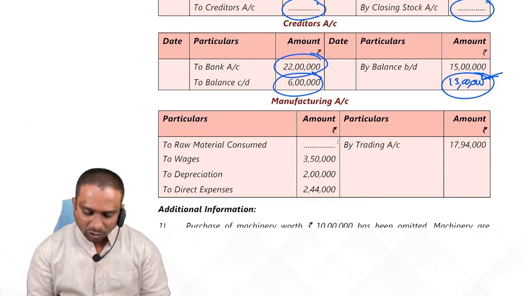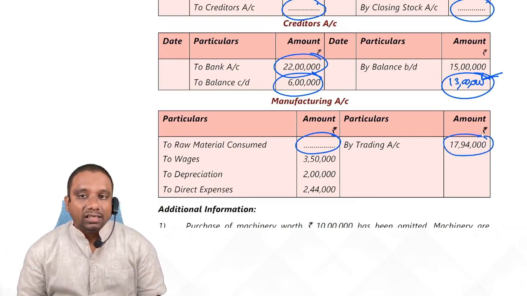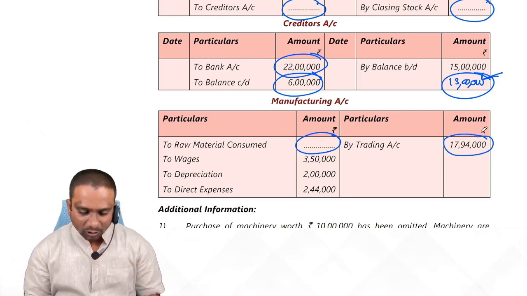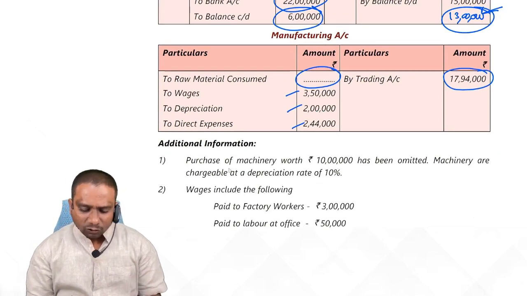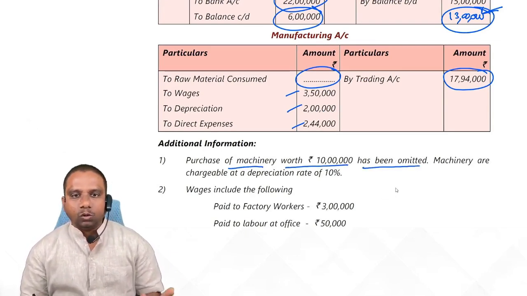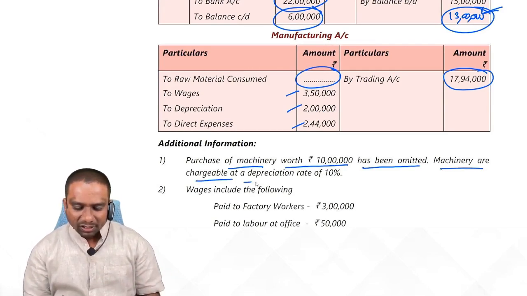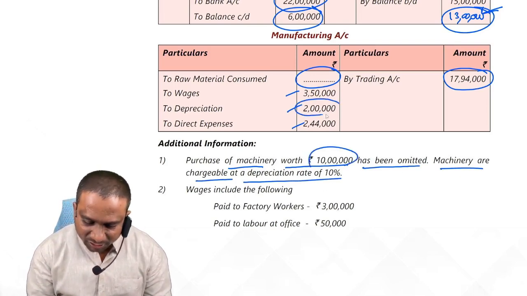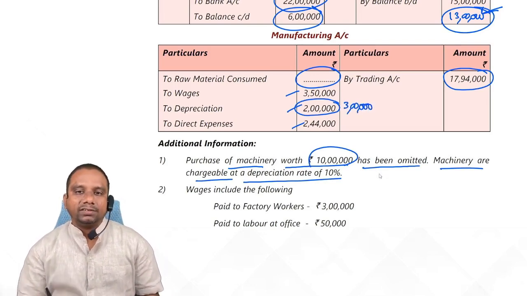Observe the manufacturing account, raw material consumed not given. Trading account 17 lakh 94,000. This 17 lakh 94,000 is the total cost incurred on production of goods: wages, depreciation, direct expenses. Fine. Additional information: purchase of machinery worth 10 lakh has been omitted. We have purchased machinery worth 10 lakh. It is omitted. Machinery is depreciable at a rate of 10%, means 10 lakhs into 10%. Now the depreciation becomes 3 lakhs. So the revised depreciation becomes 3 lakhs.